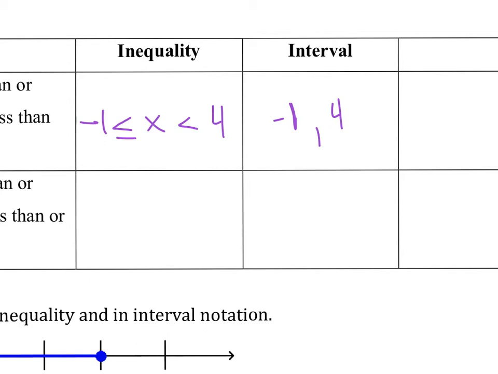But do we need brackets or parentheses at -1 and 4? Well, since -1 is being included, it's -1 or greater, we need a bracket. And 4 is going to be a parentheses because there's no equal to line there. So your interval will be -1 to +4. -1 gets a bracket because it's included. 4 gets a parentheses because it is not included in your solutions. It's everything up to +4.